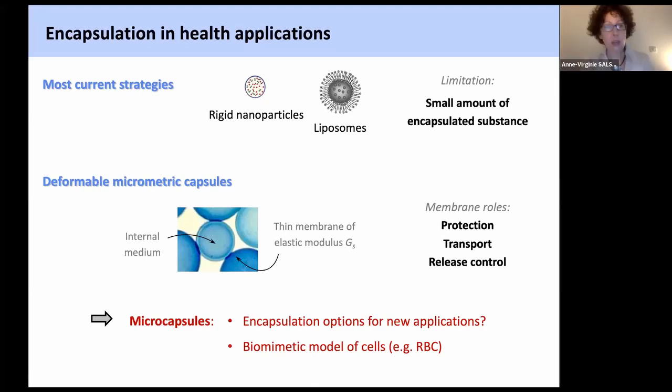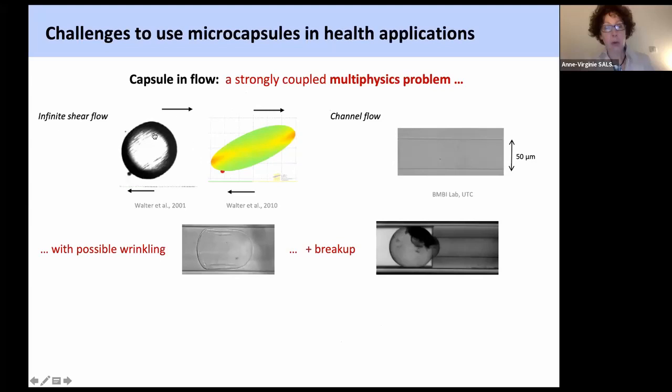So let's look at the challenges. Let's take a capsule and put it in flow. We directly see that it's a strongly multiphysics problem because the membrane is entrained. Here we have a capsule that was initially spherical, placed under a shear flow, and the capsule gets deformed to a steady state. If we look again, you see initially it was round, then it tilts because of the flow, and then the membrane is entrained over time, so there is this tank-treading motion.